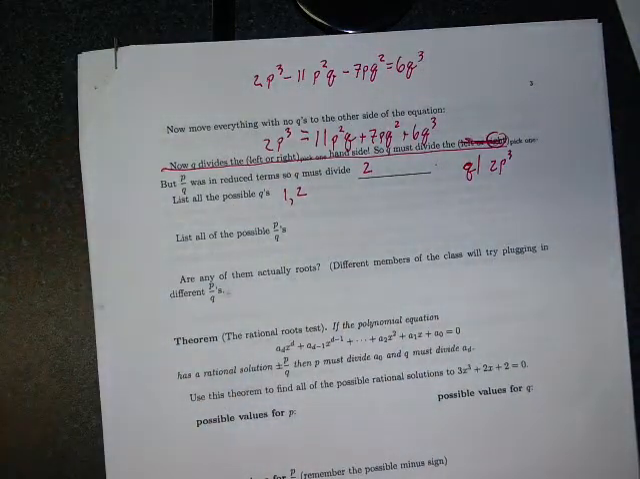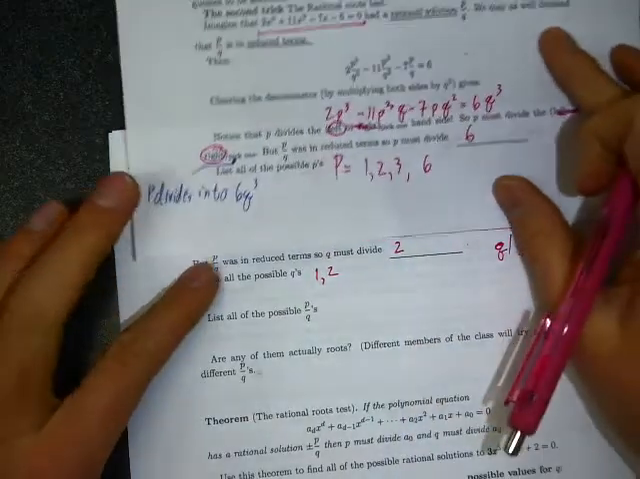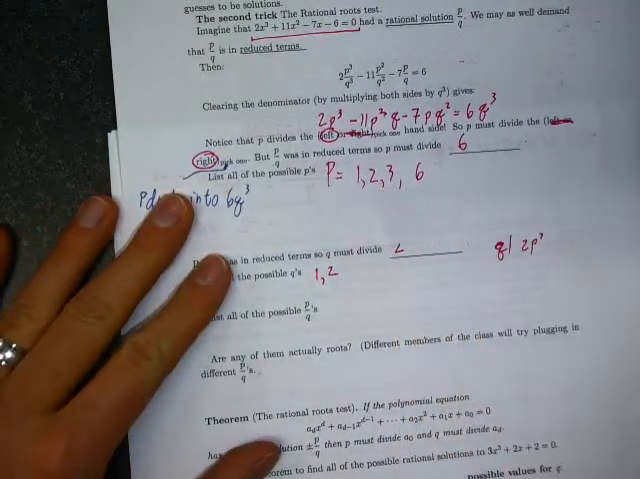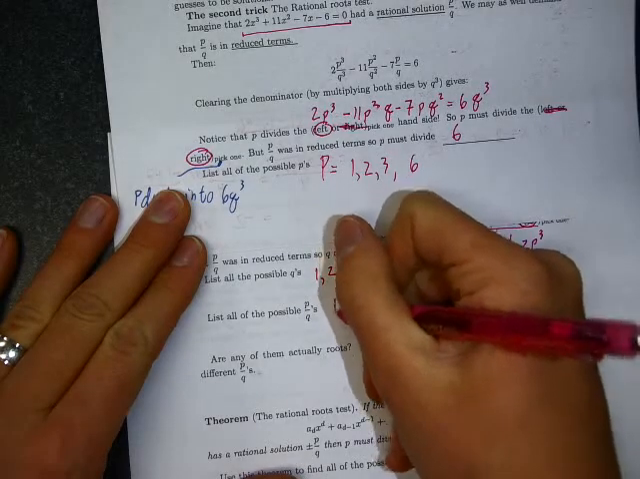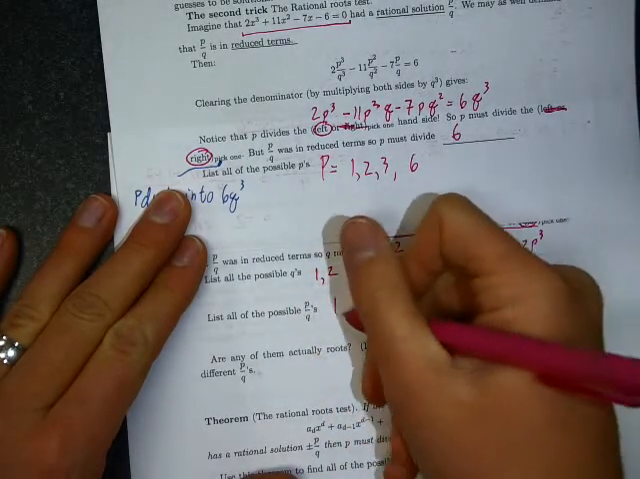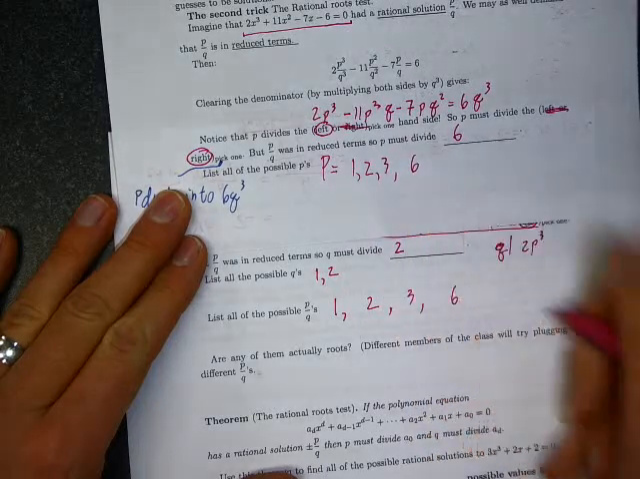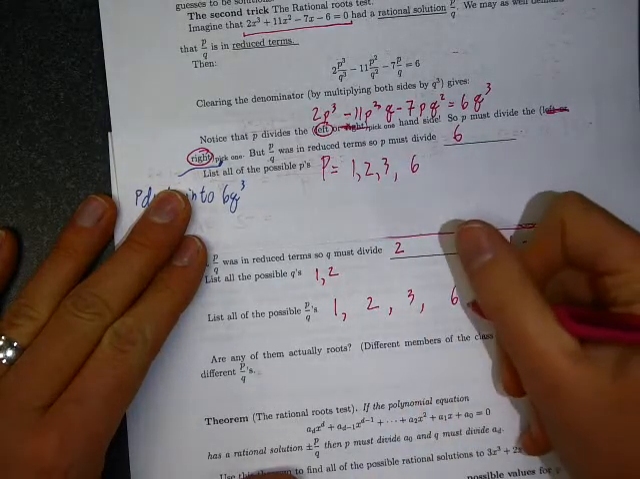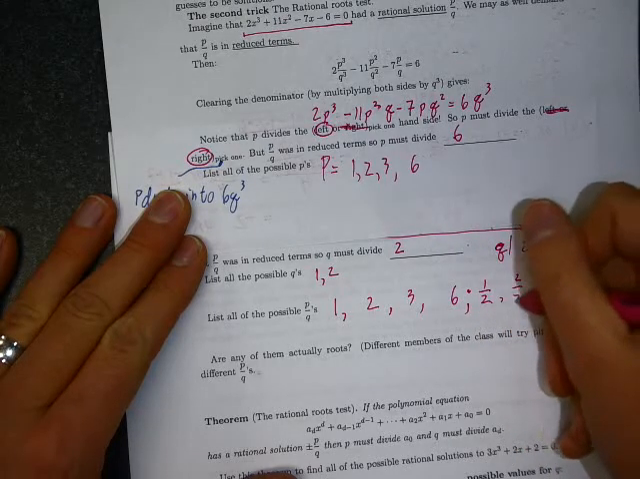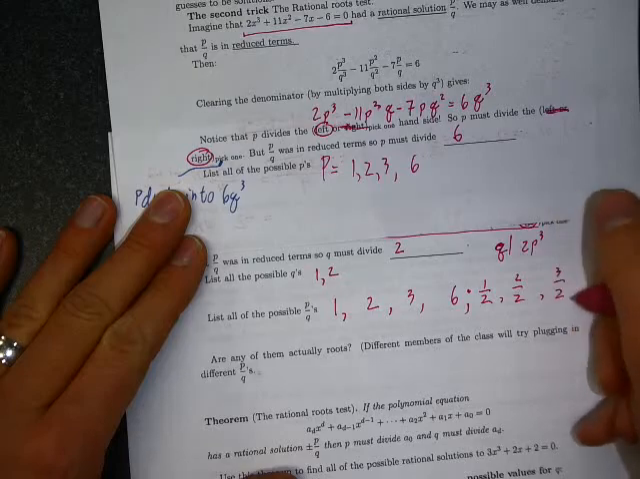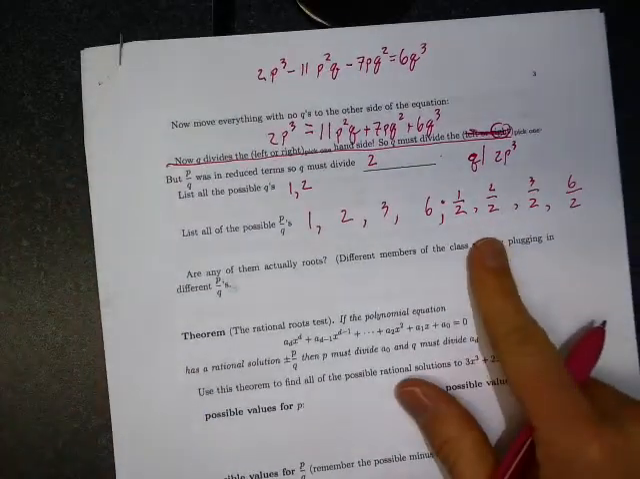So all the possible p over q's are, let's remember what the p's could be. They could be 1, 2, 3, or 6. q's could be 1 or 2. So all of them are: 1 over 1 is 1, 2 over 1 is 2, 3 over 1 is 3, 6 over 1 is 6, and then we'll start dividing them by 2. 1 over 2, 2 over 2, 3 over 2, 6 over 2. Is there any redundancy in that list?